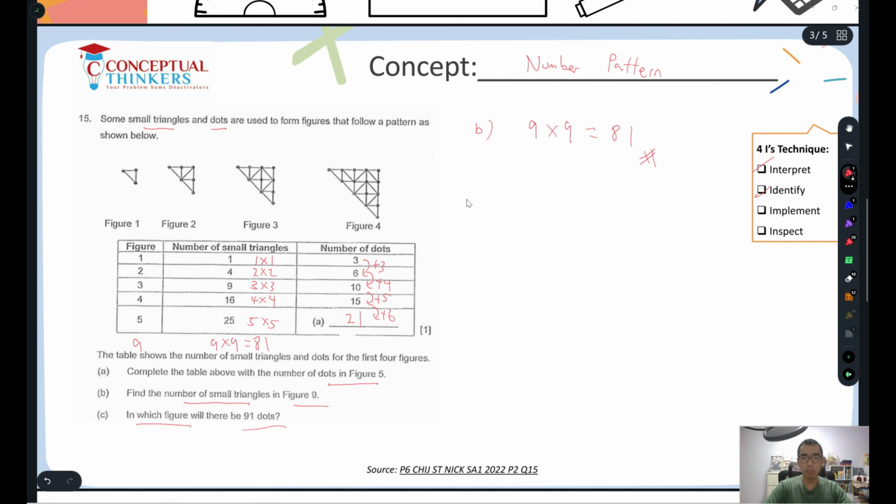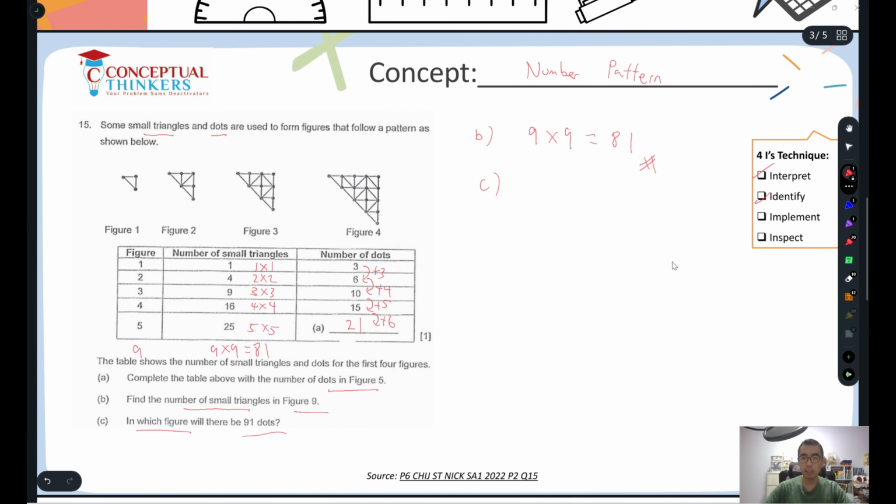Now the next part will be the difficult one, which is to look at column C. So let's analyze how to actually get column C. I'll use another color.